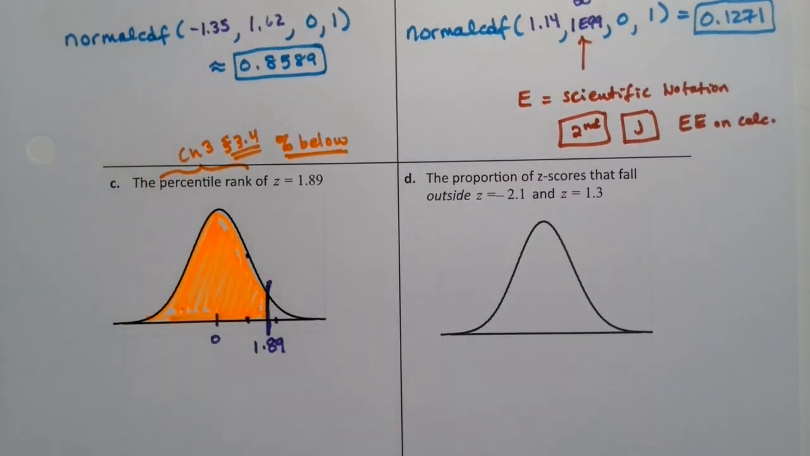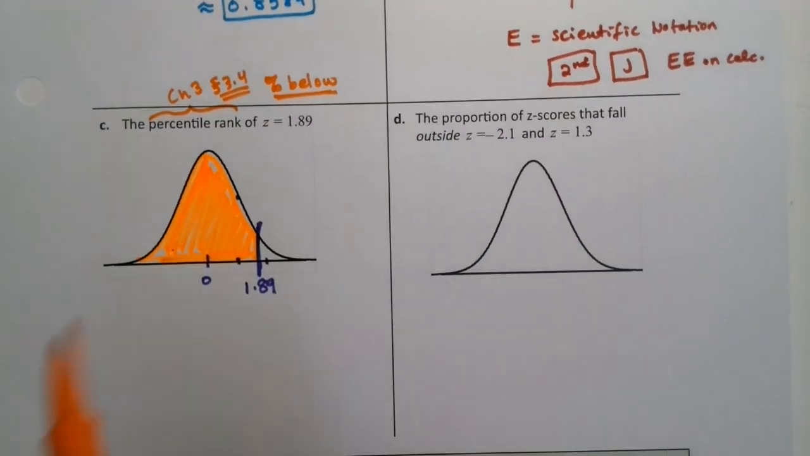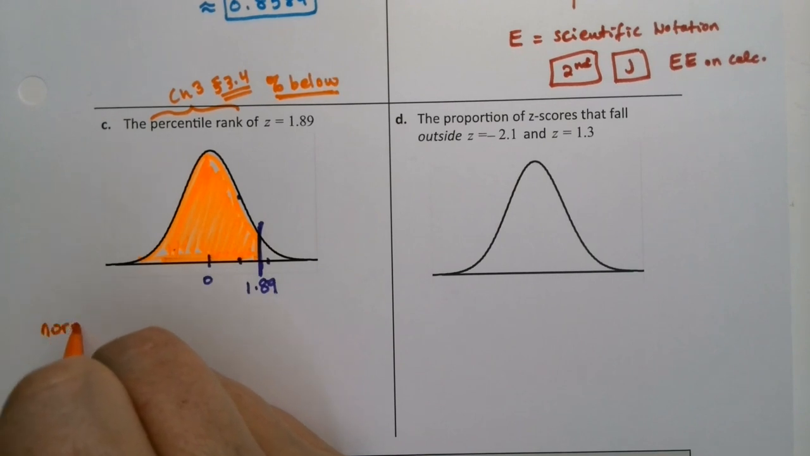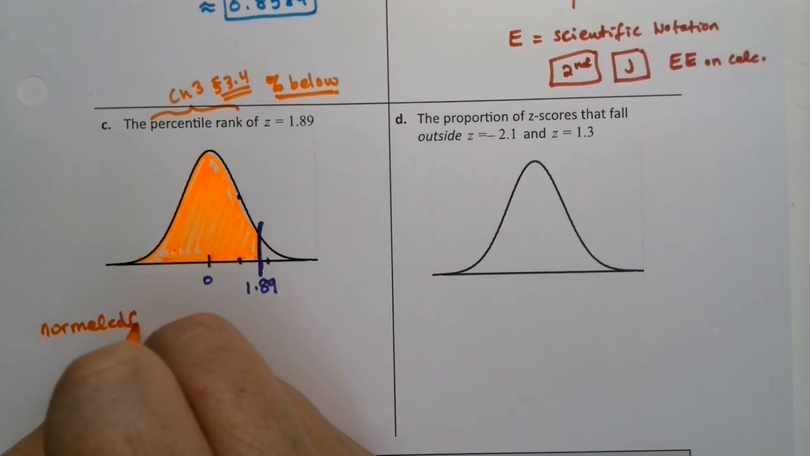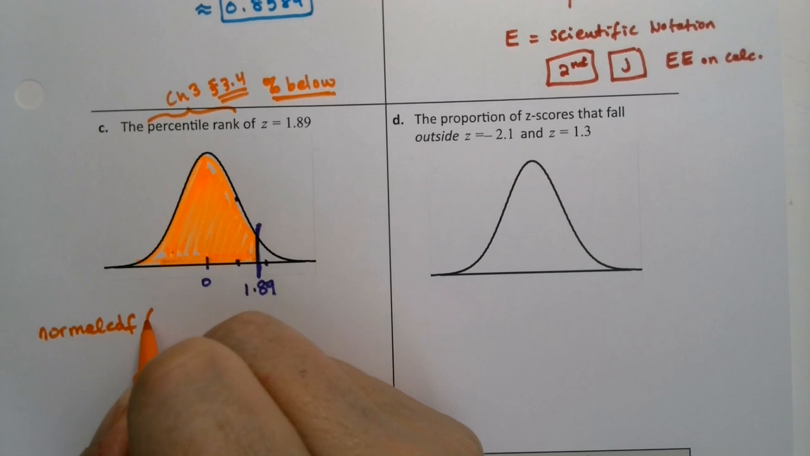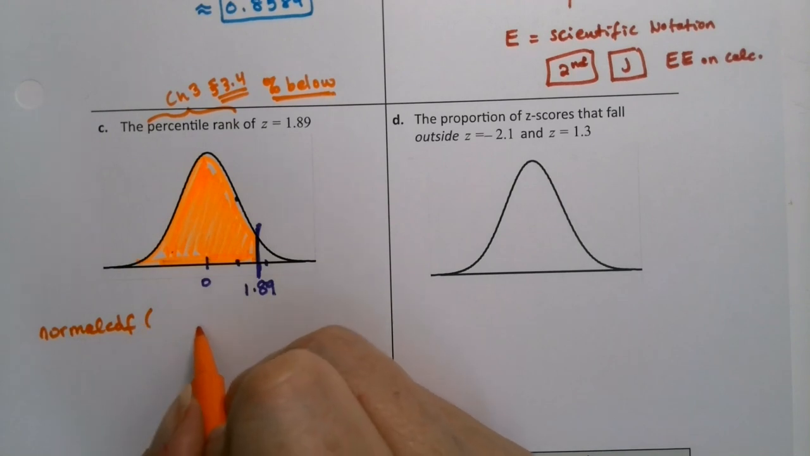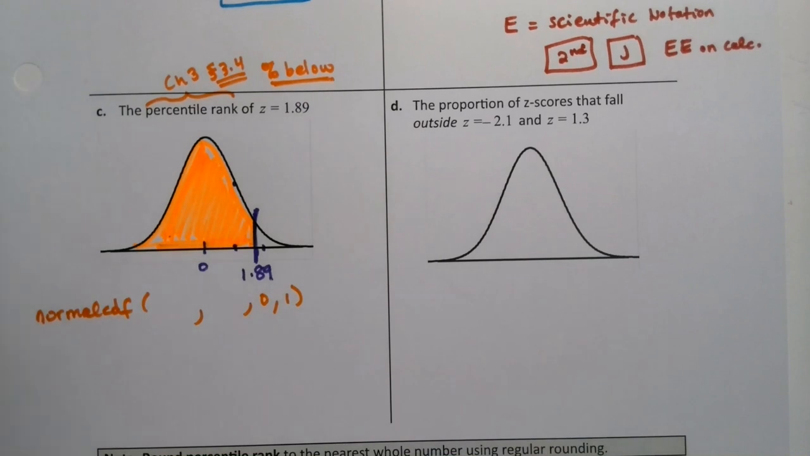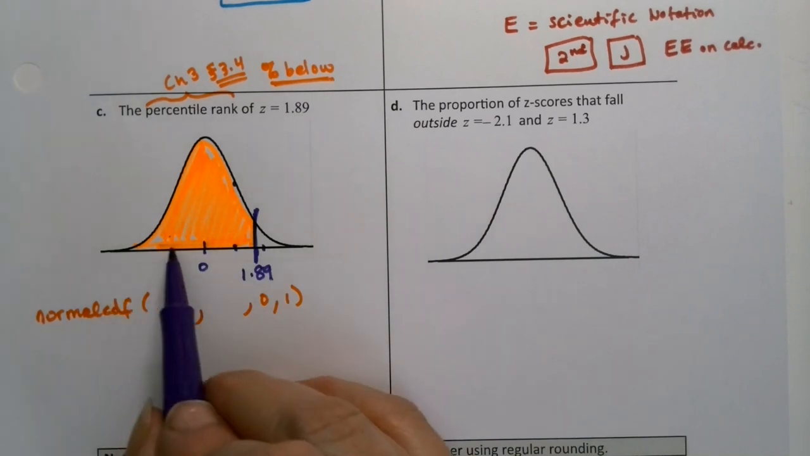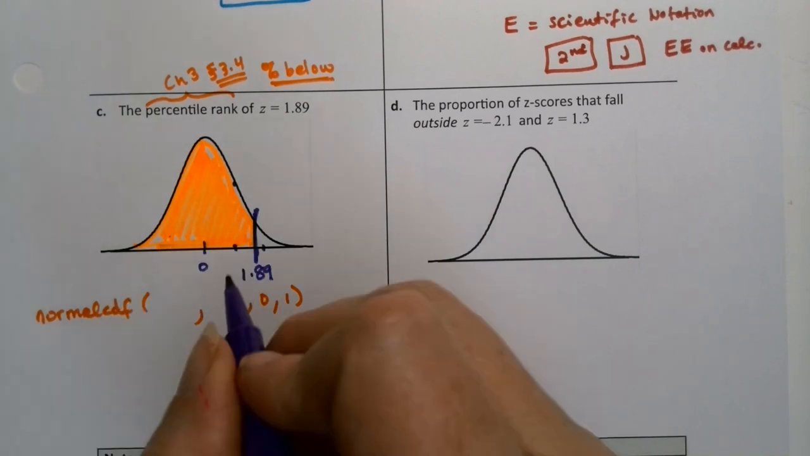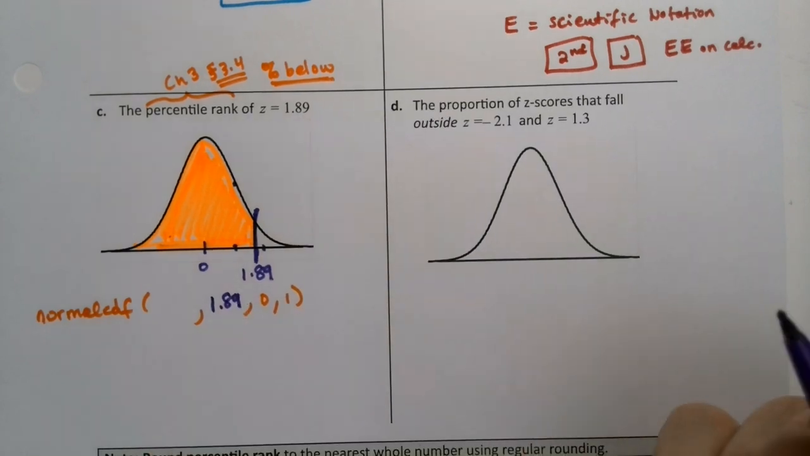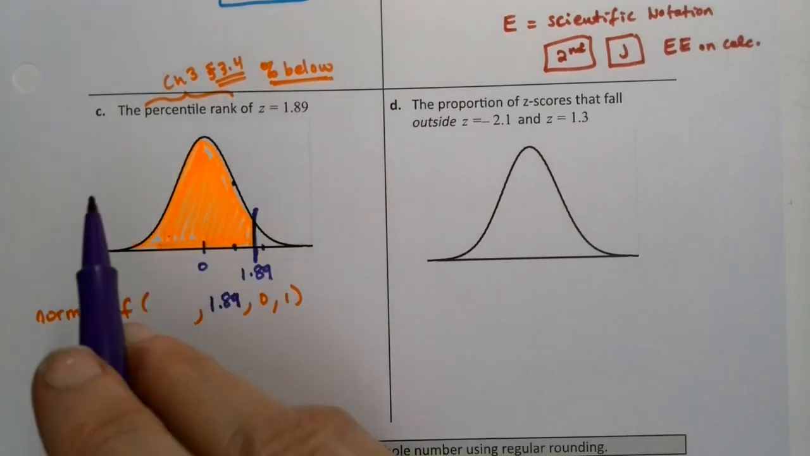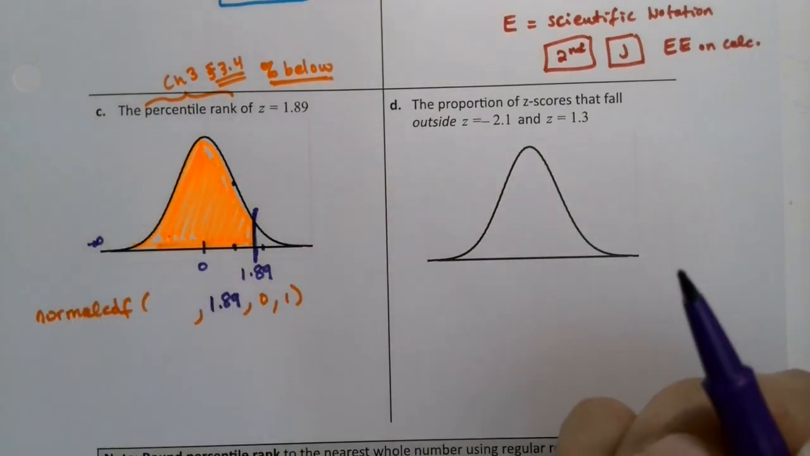Okay, well, to find that area, again, it's normal CDF. That's all we know how to use so far. So normal CDF, left or lower, comma, upper, comma, 0, comma, 1. All right, well, the upper edge of what I shaded is 1.89. The lower edge is negative infinity, right?